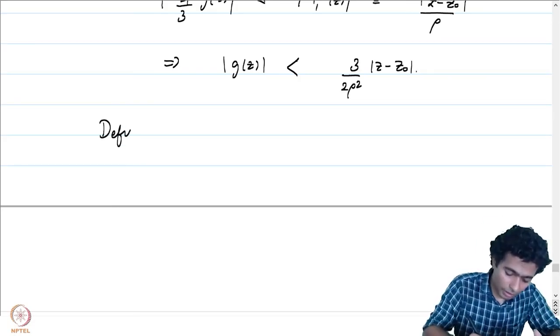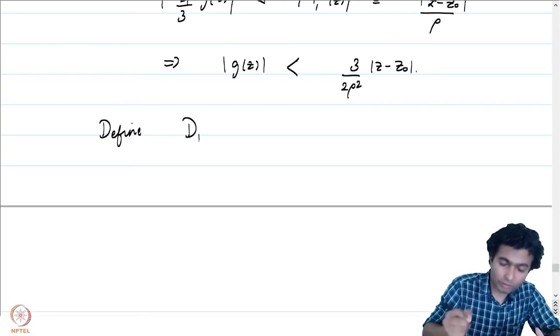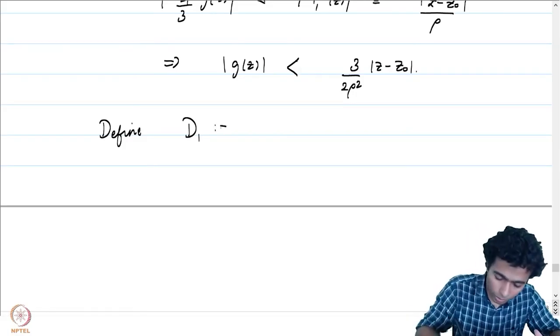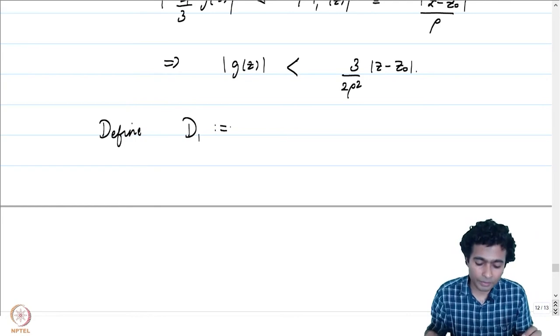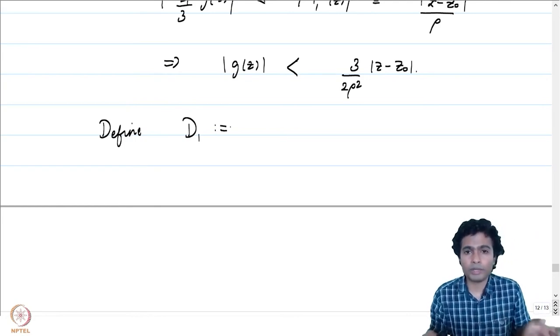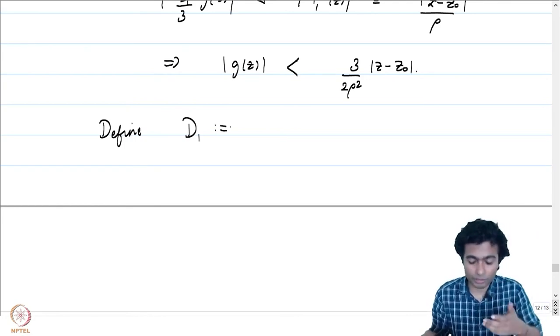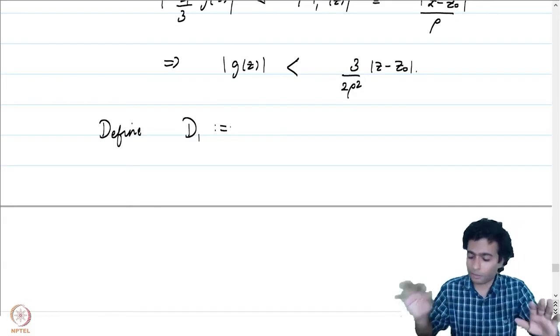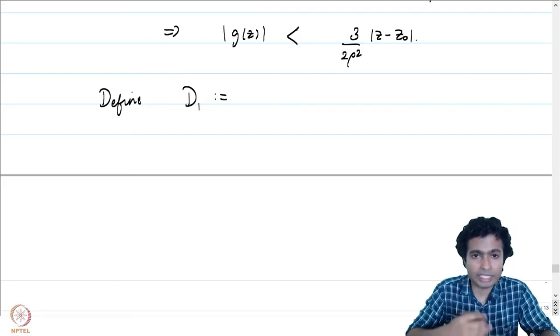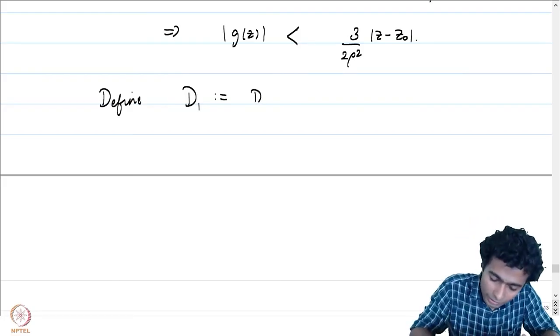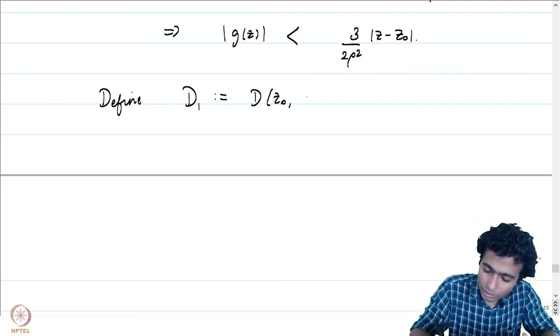So, let us now consider the following disk. Define our D1, which is our goal. The goal was to get hold of a disk D1 where our function f is 1 to 1 and whose image contains the disk of radius 1 by 72. We will come to the 1 by 72 part later. Let us first show that f is indeed injective on the disk, which is given by D of z0, rho by 3.